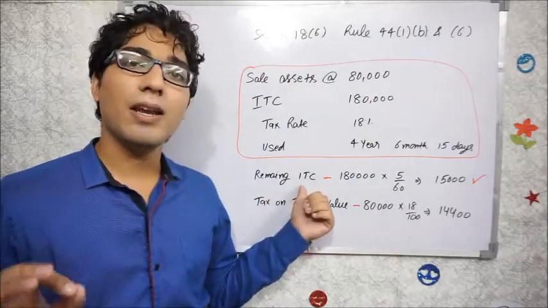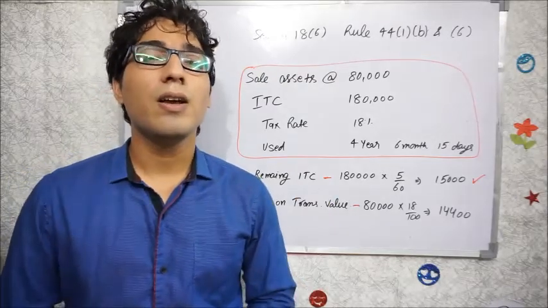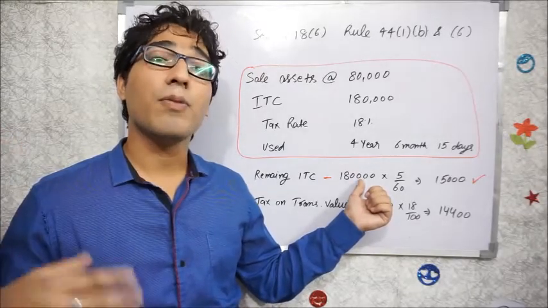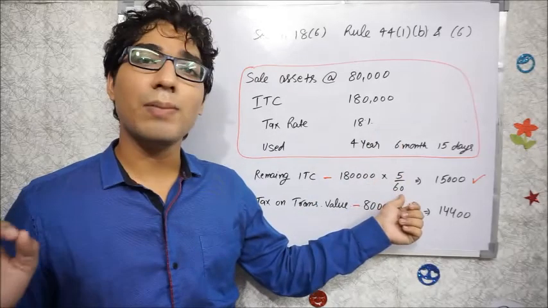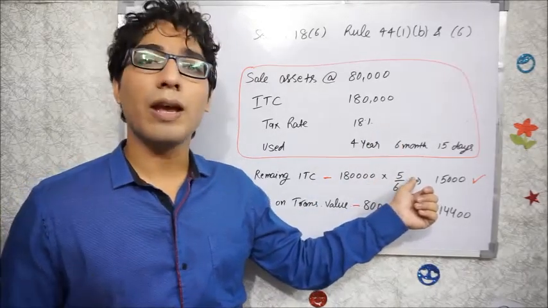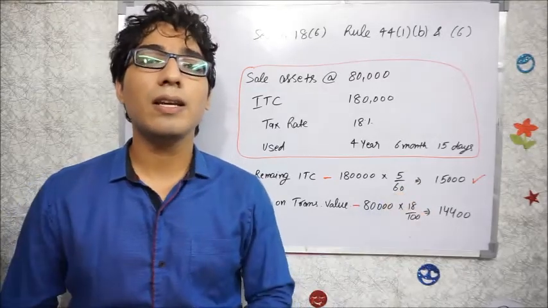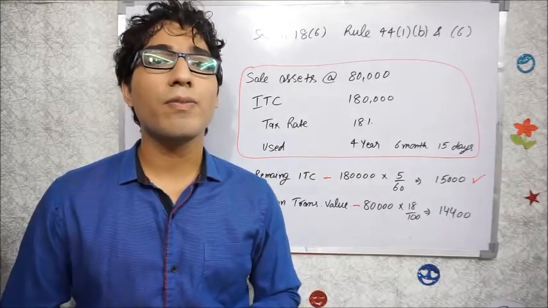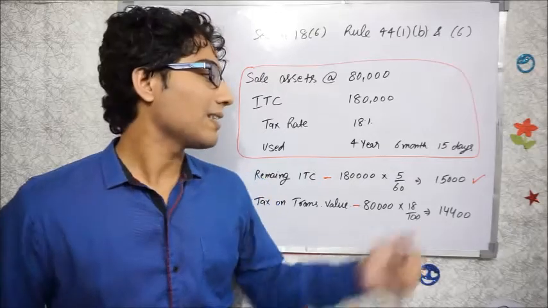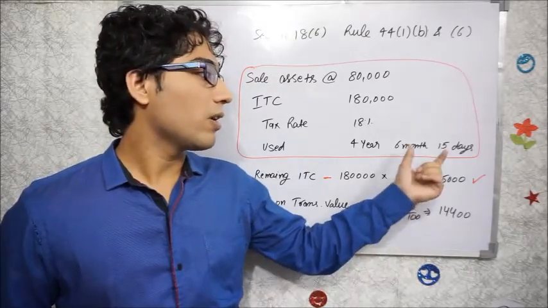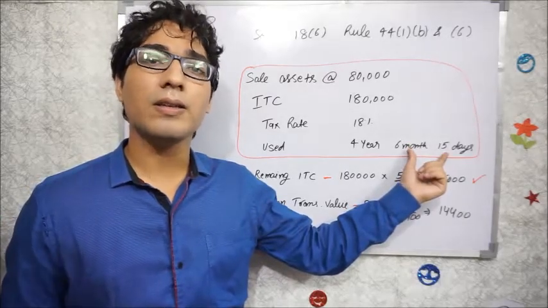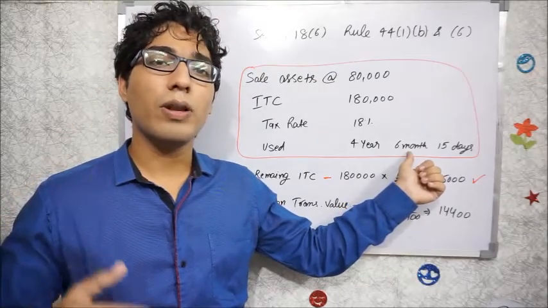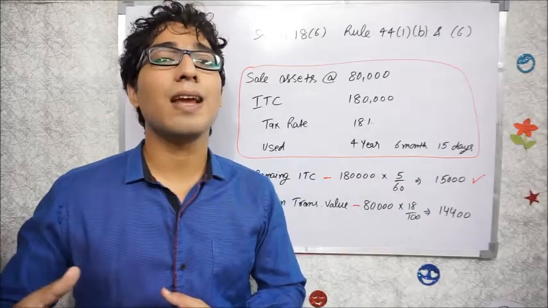First is the remaining input tax credit. How to calculate the remaining input tax credit? It is calculated like this: the input tax credit which you took at the time of purchase, 1,80,000, divided by 60 and multiplied by the remaining useful life. What is the 60 exactly? Under GST, the law itself presumes that the useful life of any capital goods is 5 years. So 5 multiplied by 12 months is 60 months, and it is multiplied by 5 because the remaining life is 5 months. You have used it for 4 years, 7 months, and the useful life is 5 years, so the balance life is 5 months.